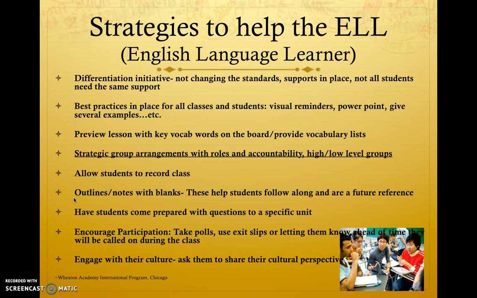So as an alternative to the outlines and notes with blanks, they can perhaps copy off the board and record your class, so that later on they can listen and read at the same time. So there's still alternatives for those days that we didn't have enough copies, or somebody took them from the copy machine and we don't have them, whatever it might be. There are always other alternatives that help them.